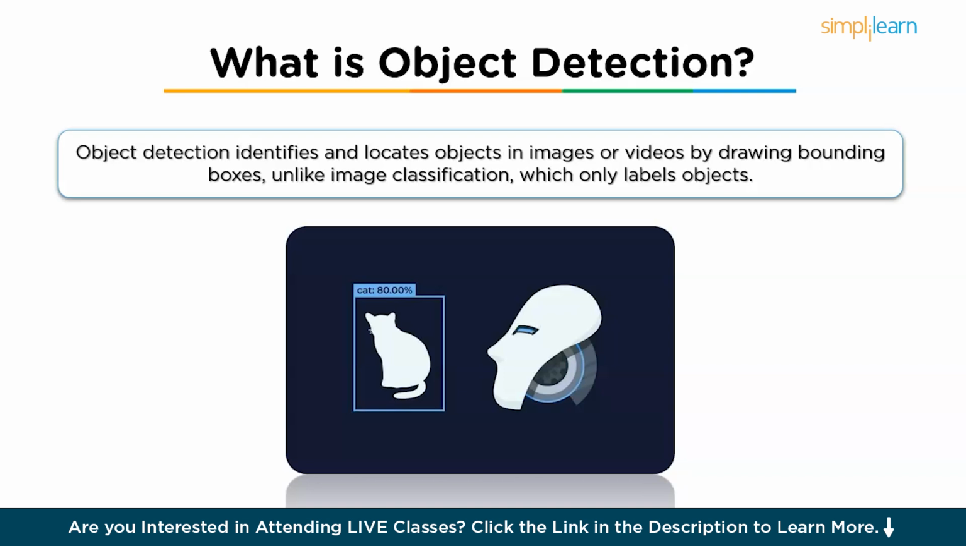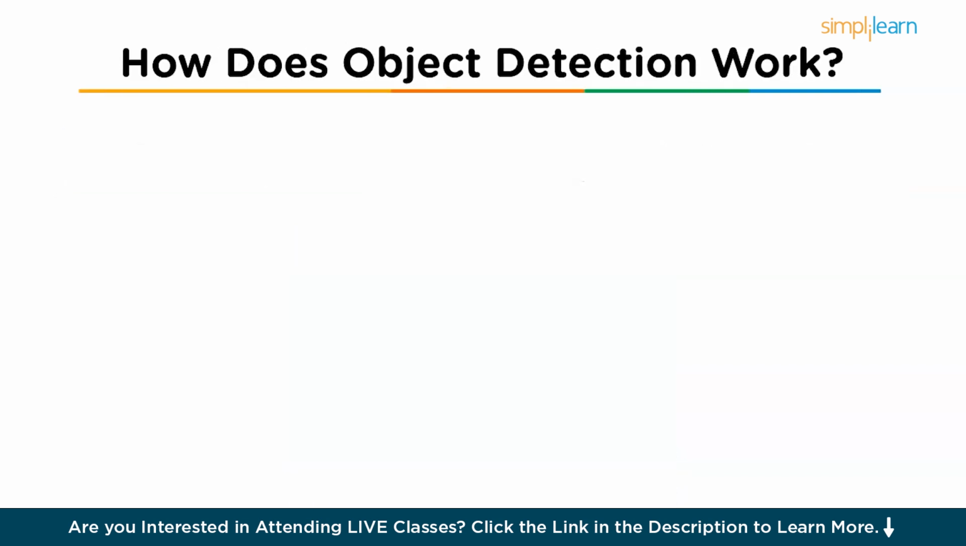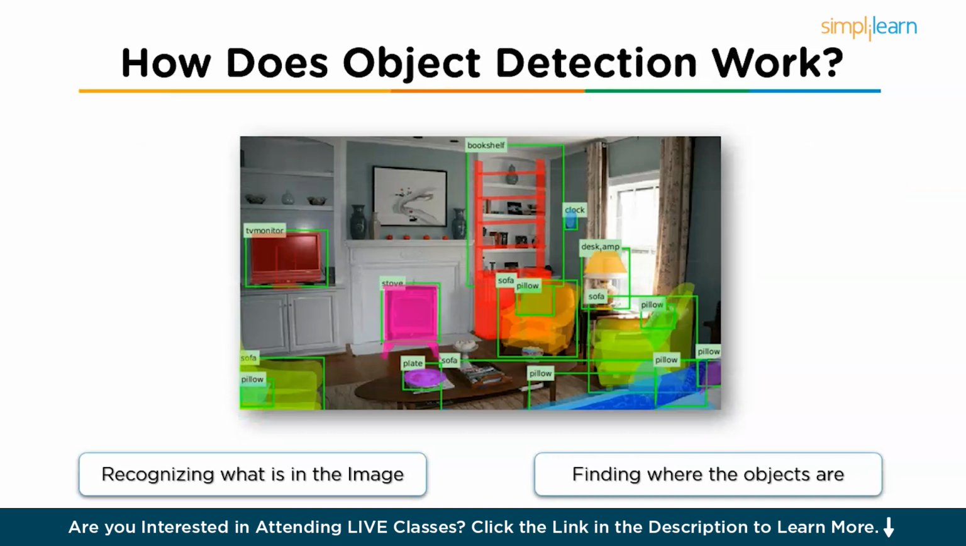So let's see how object detection works. Think of object detection as a two-step process. First is recognizing what is in the image. The model analyzes the image and determines what objects are present. For example, if you show it a picture of a street, it might detect cars, traffic lights, pedestrians, etc. Or, if it's a room, it would detect a bookshelf, clock, sofa, stove, etc.